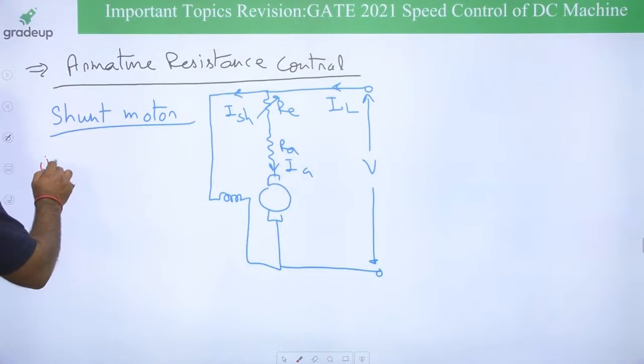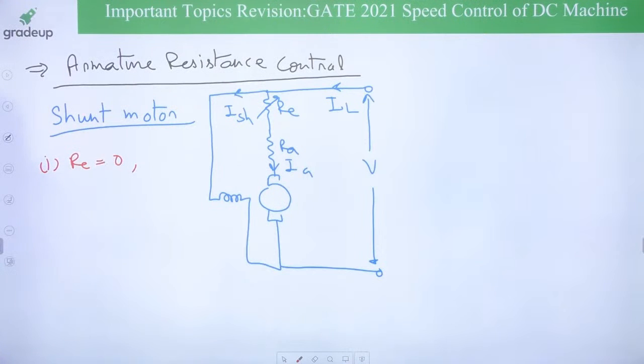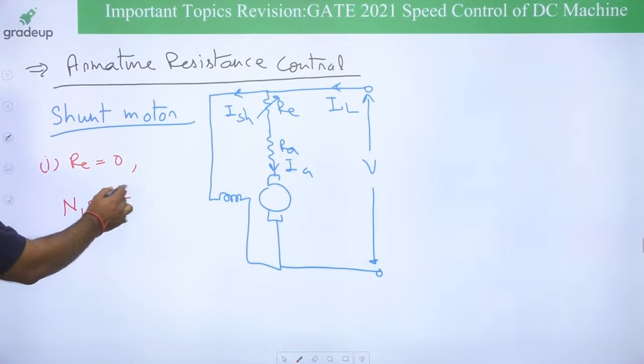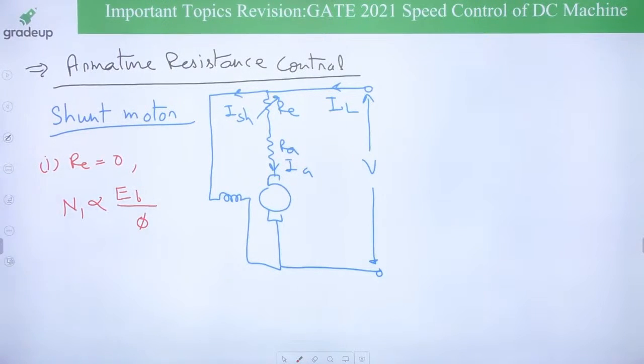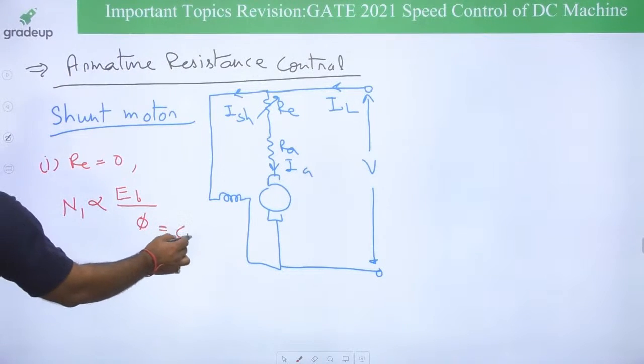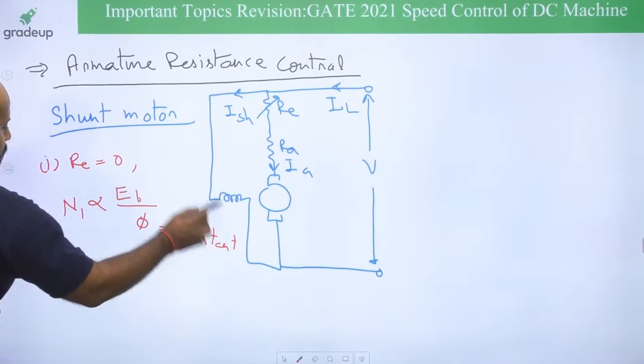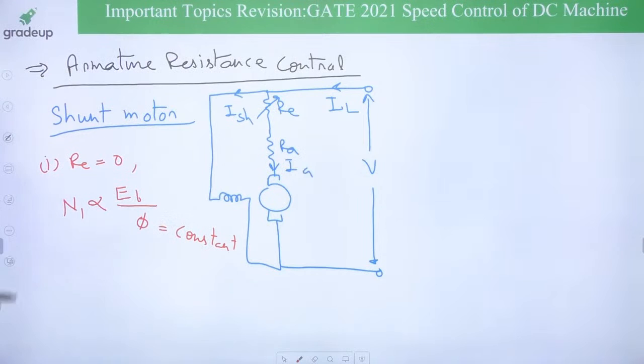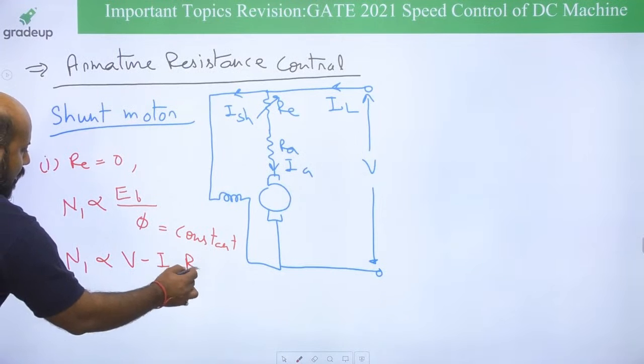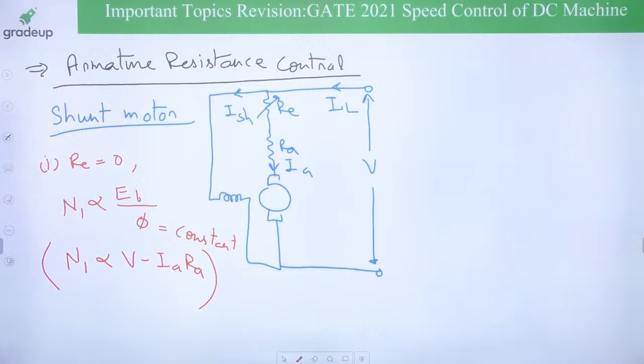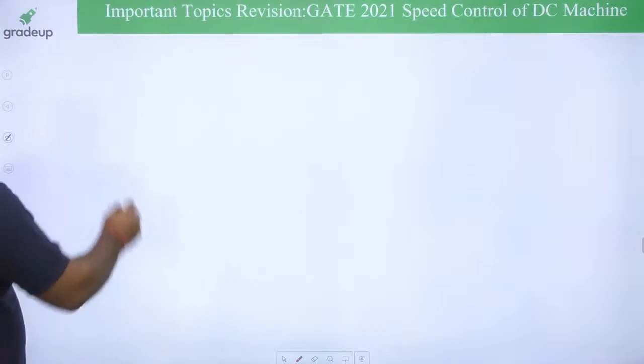First case, you are saying when external resistance was 0. When external resistance was 0, you know the speed N1 is directly proportional to back EMF divided by flux. Now flux this time, if you see, is going to be constant. And how you can write the back EMF? Back EMF you can write as V minus I_A R_A, where N1 we are assuming as the rated speed. Are you getting this?